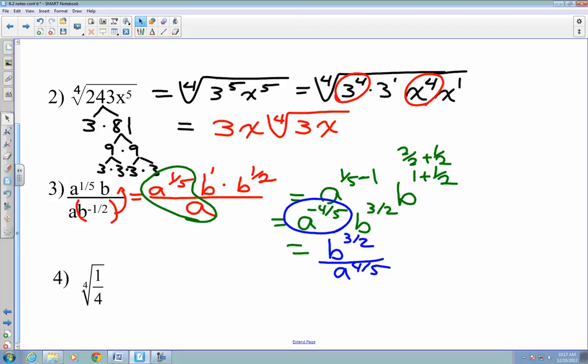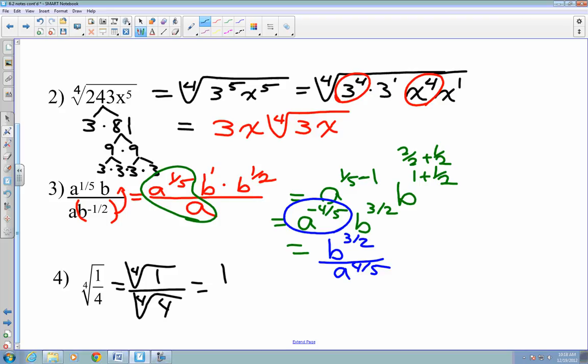Okay. Now I have the 4th root of 1 over 4. If this is given in radical form, I want you to write this without any radicals in the denominator. So the first thing you're going to do is break that into parts. So I have the 4th root of 1 over the 4th root of 4. Well, the 4th root of 1, that's easy. That's just 1.